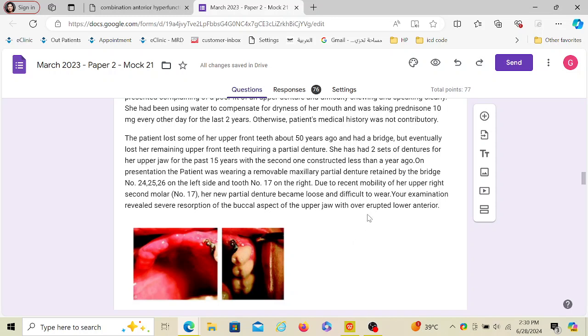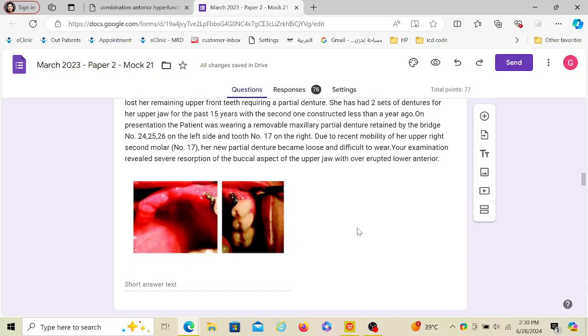Now, your examination revealed severe resorption of the buccal aspect of the upper jaw with over erupted lower anterior teeth. Basically, all the history geography is given. The crux is she doesn't have upper anterior teeth for a long, long time. There is a bulbous upper ridge. There is resorption of it, which is mentioned in the question, and she has over erupted lower anterior teeth, which is nothing but a combination syndrome.